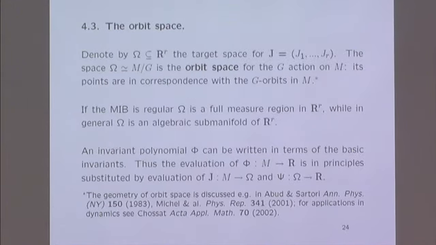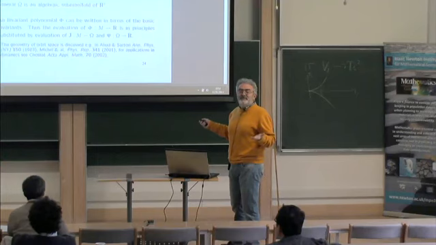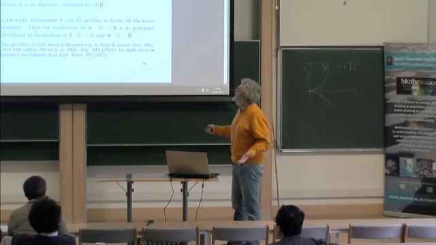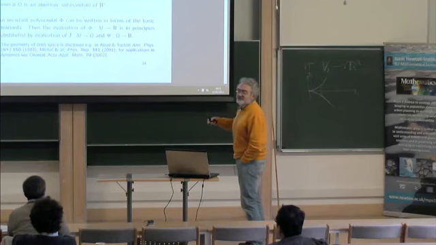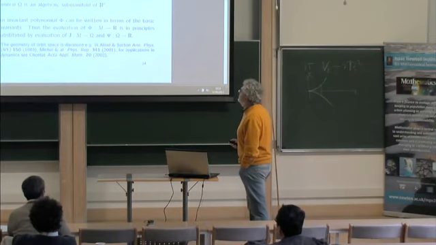Now, this I can nearly skip because it was recalled in several talks before. So I can work with this basis of invariants. What really matters is the value of these basic invariants. And so I call the orbit space the space in which these take value. And this is basically the original space quotiented by the action of the group.